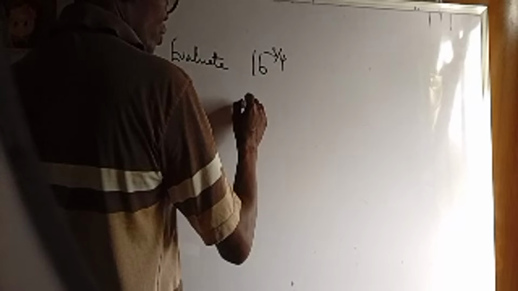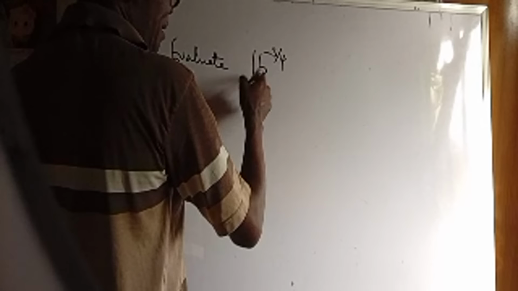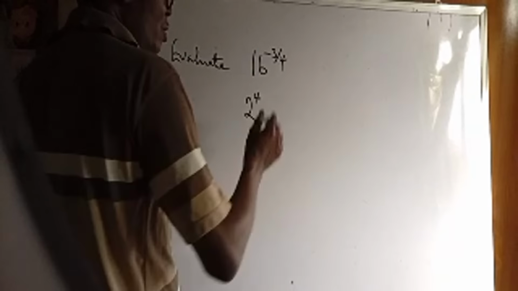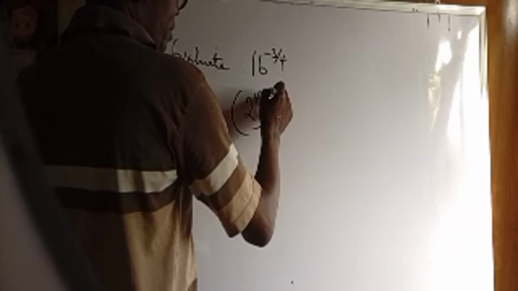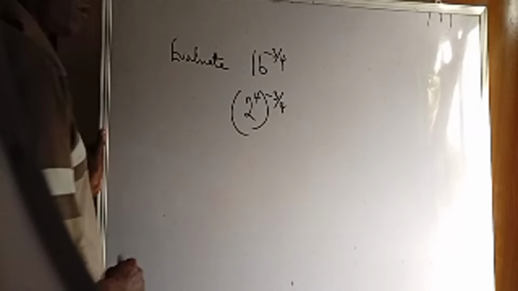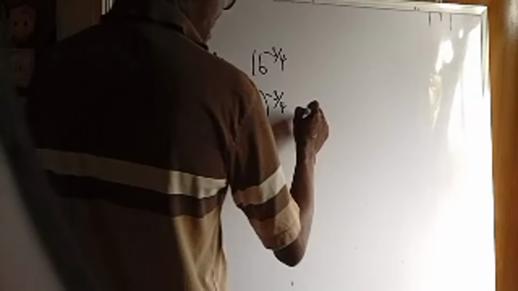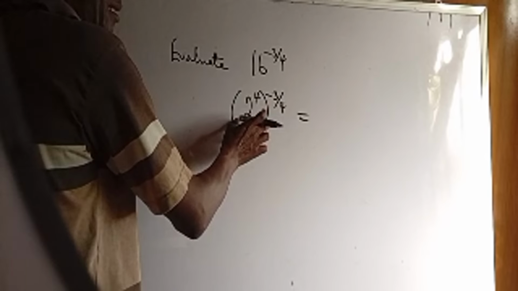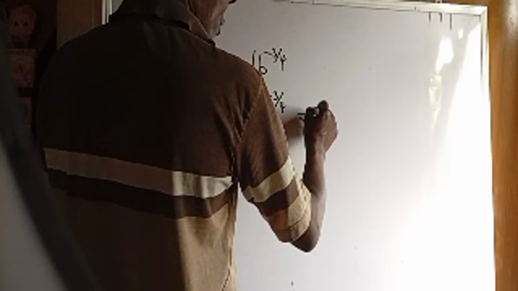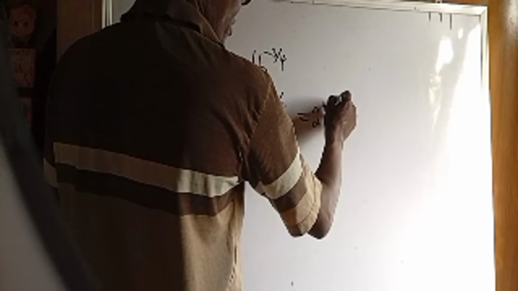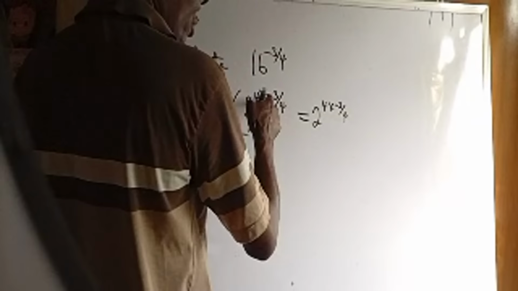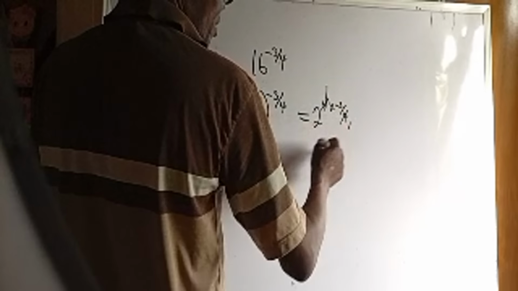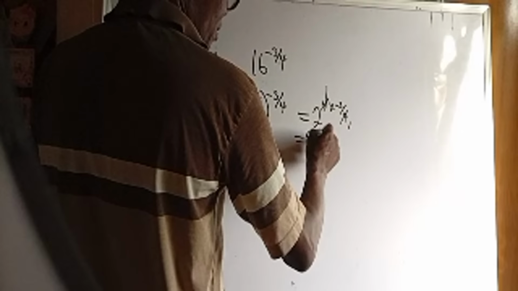Or we can write it in the form of 2 raised to power what? To get 16, 2 raised to power 4 is 16, that's 2 times 2 times 2 times 2. Then raised to power minus 3 over 4. In indices, when you have exponents separated by parentheses, you multiply them. So you have 2 raised to power 4 times minus 3 over 4. You are multiplying, not subtracting 3 from 4. This will cancel this, so you have 2 raised to power minus 3.